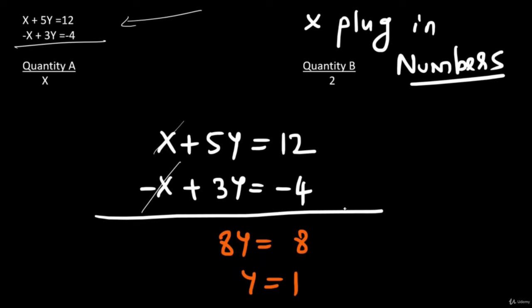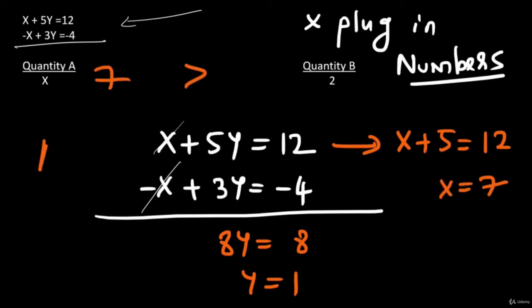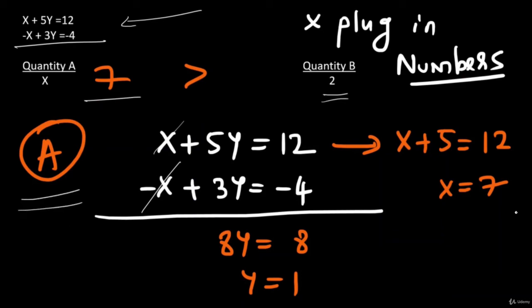Now plug in this value into this equation over here. So you get x plus 5 is equal to 12 or x is equal to 7. So quantity A is 7 and quantity B is 2. Therefore, the correct answer to this question is option A.